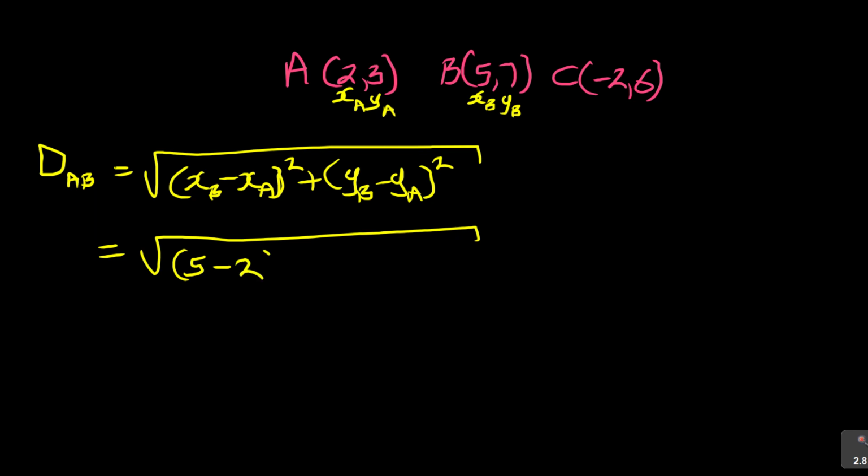It's 2, but don't forget you put a square, plus yb is 7 minus 3, and then you put a square. Are you with me? So that is the distance of what? That is the distance of AB. So we move on.